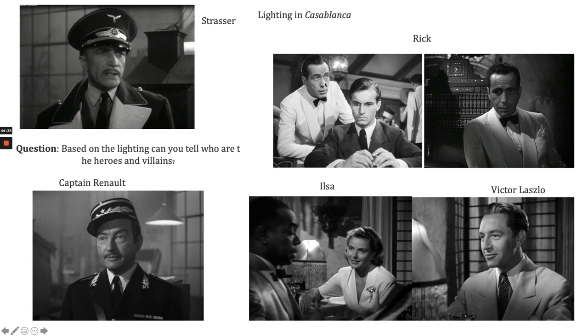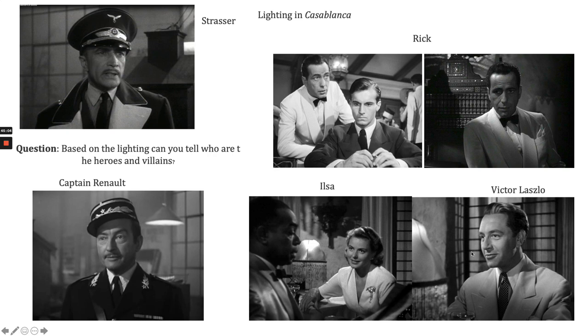As we take a look at Rick, is he good or is he bad? In this particular moment, he's going to struggle throughout, right? So there's going to be some moments where he's good, and there's going to be some moments where he's bad. And so lighting is part of telling the story. As we take a look at Ilsa, is she good or bad based on the lighting? As we take a look at Victor Laszlo, is he good or bad based on lighting? So lighting can tell us a lot of information.